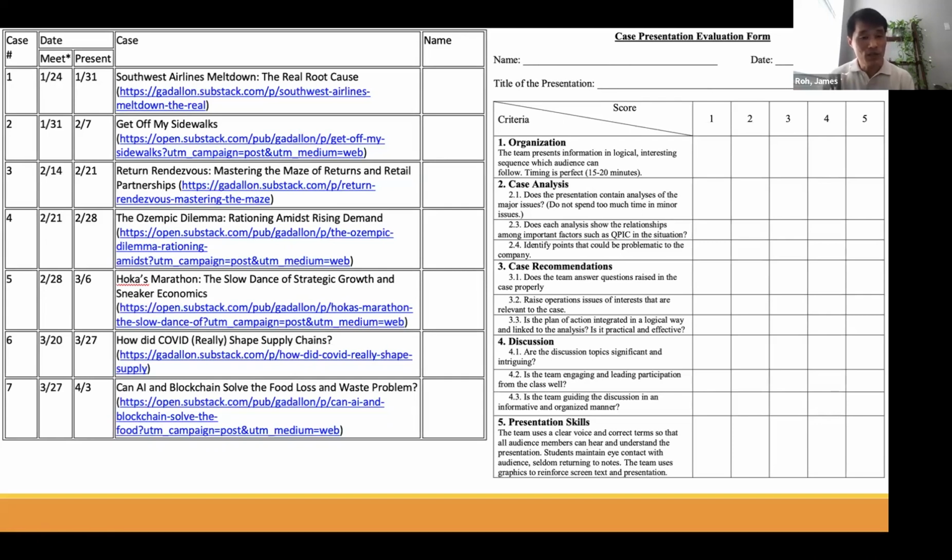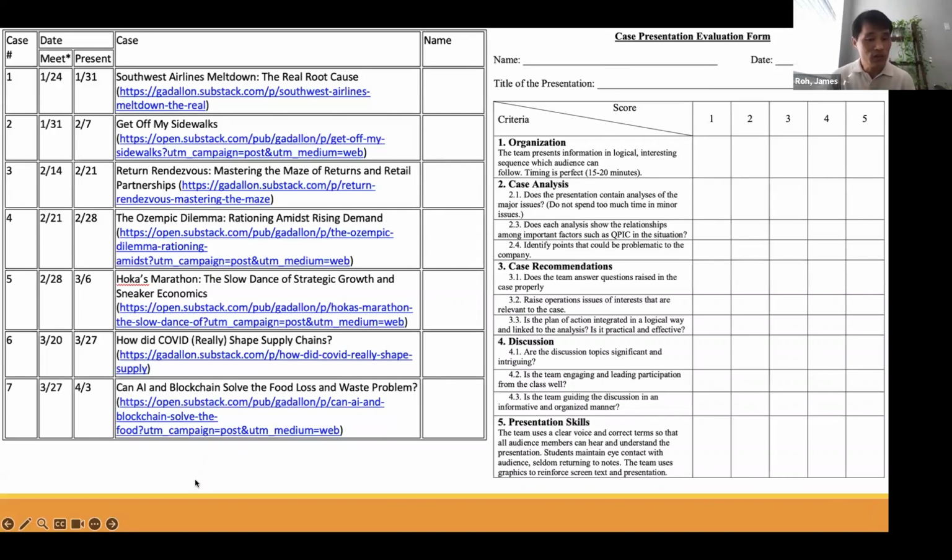And here, Ozempic dilemma, rationing amidst rising demand. So how do they predict this surge in demand in holiday season? That's covered in case 4. Case 5 is Hoka's marathon, the slow dance of strategy growth and sneaker economics. So Hoka has risen to prominence for their marathoners, and I wanted to see how they succeeded in their operations. So that's covered in case 5.